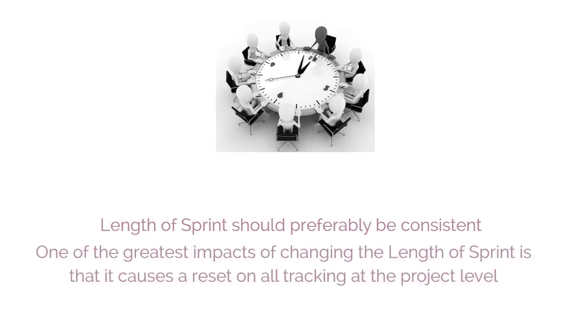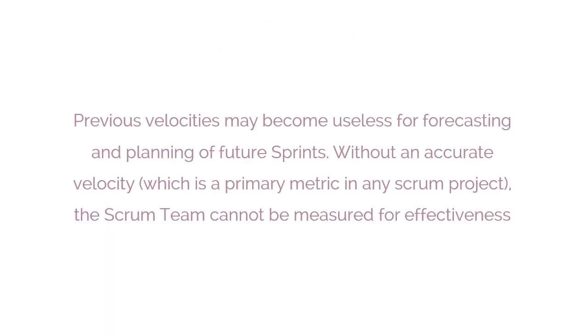One of the greatest impacts of changing the length of a sprint is that it causes a reset on all tracking at the project level. Previous velocities may become useless for forecasting and planning of future sprints. Without an accurate velocity, which is a primary metric in any Scrum project, the Scrum team cannot be measured for effectiveness.